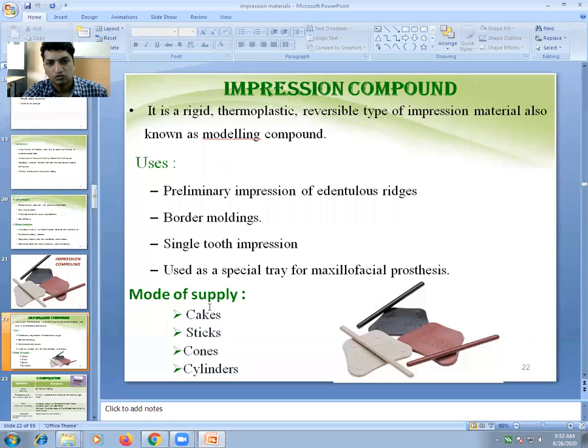Now the mode of supply. It comes in this cake form, and this is known as stick form. The same impression compound can be obtained in cake form or stick form. If I have to use the impression compound for making an impression, then I will use the cake form. If I want to use impression compound for border molding, then I will use the stick form.